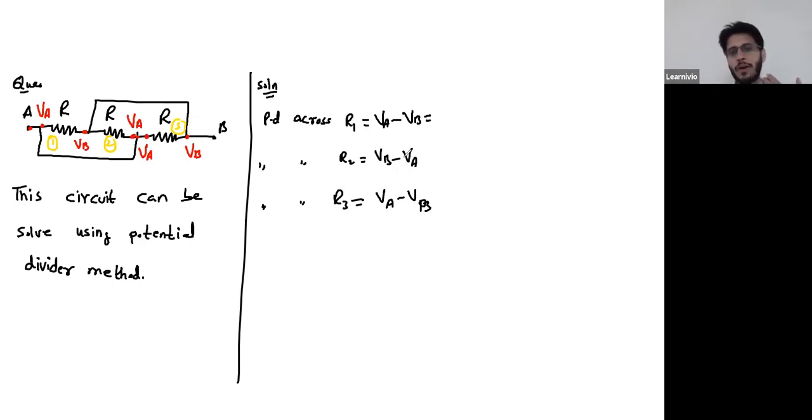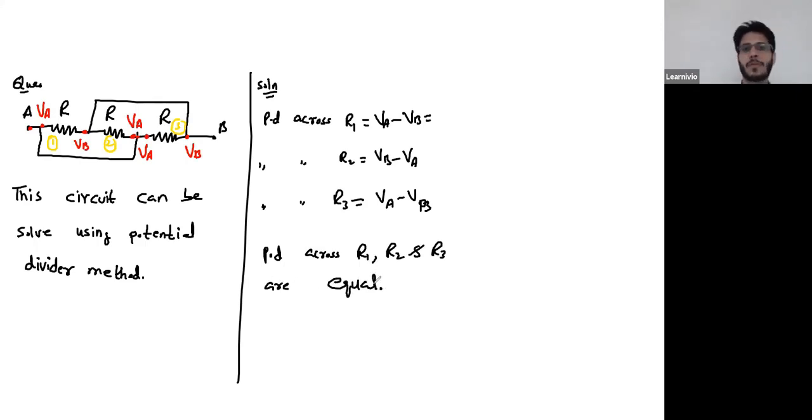So see, when we are checking series and parallel combinations, VA minus VB and VB minus VA are the same thing for us. I'm repeating it again. When you are just checking series and parallel combinations, you can take VA minus VB and VB minus VA as the same potential difference. So can I say that the potential difference across R1, R2, and R3 are equal?